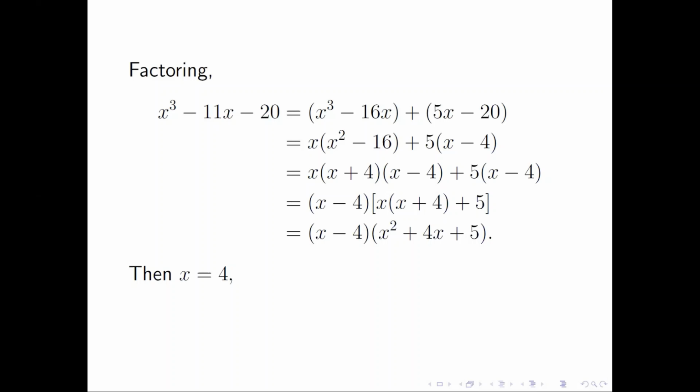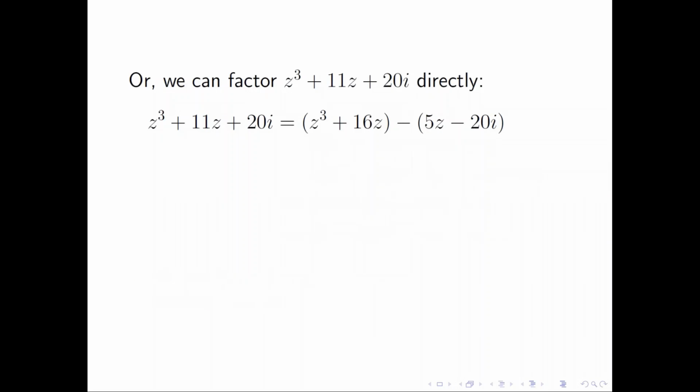The first factor gives us x equals 4, and we can use the quadratic formula to obtain the other two roots, which are negative 2 plus i and negative 2 minus i. We can then use the transform to obtain the roots of the original equation. z equals ix equals 4i, negative 1 minus 2i, and positive 1 minus 2i.